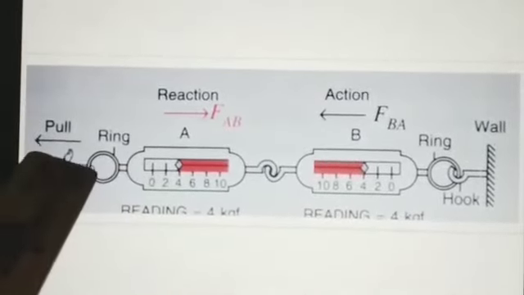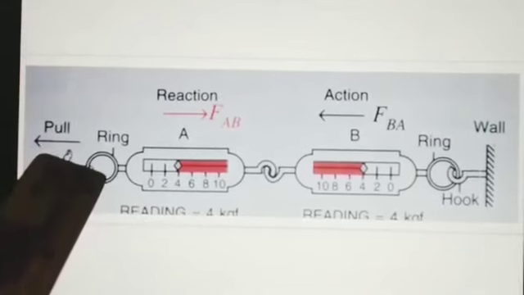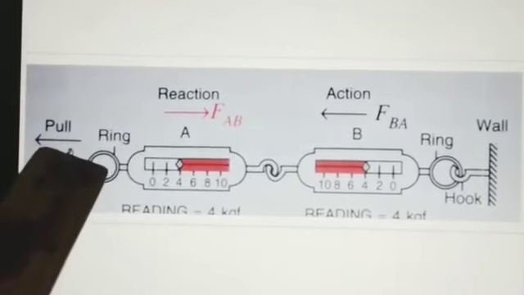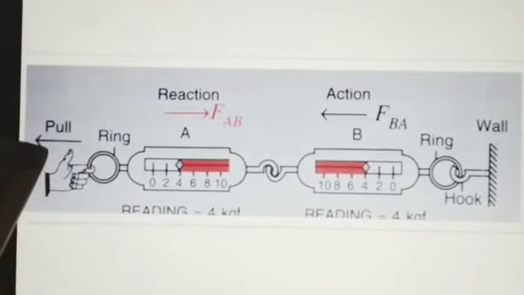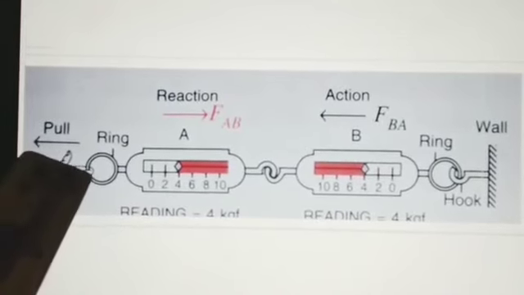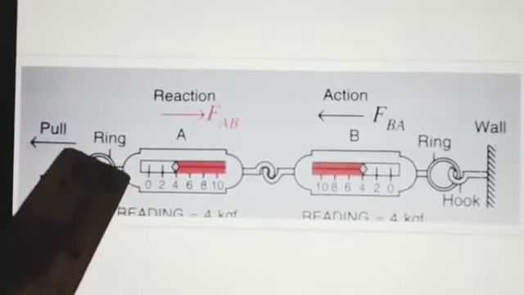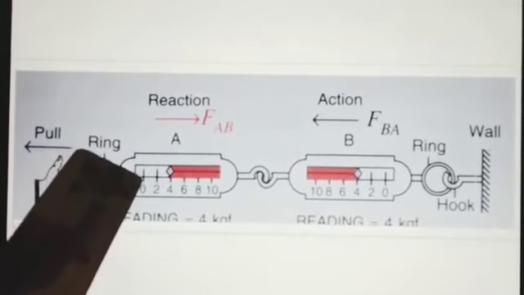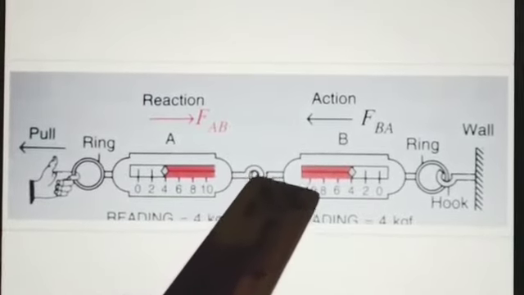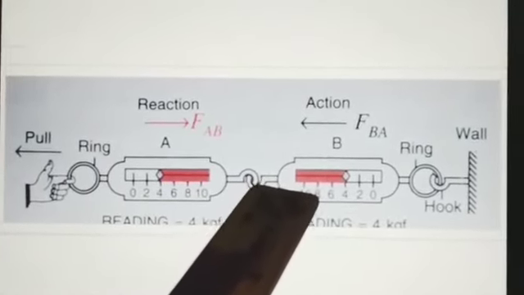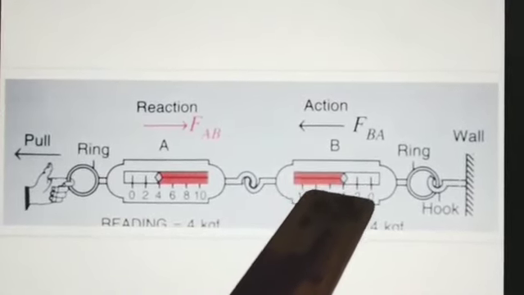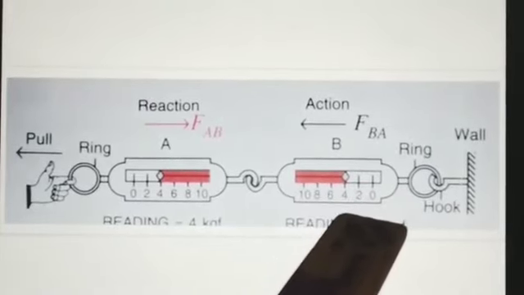And this is the ring of spring balance A. Then a man pulls the ring of spring balance A. Then the spring will elongate and it will show a certain reading. And that force is transferred to spring balance B. Then that will also elongate and it will show a reading.